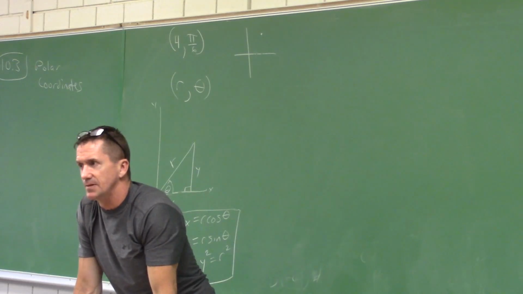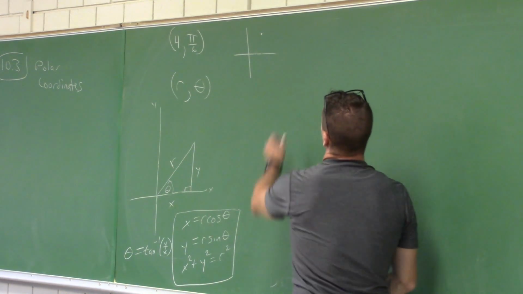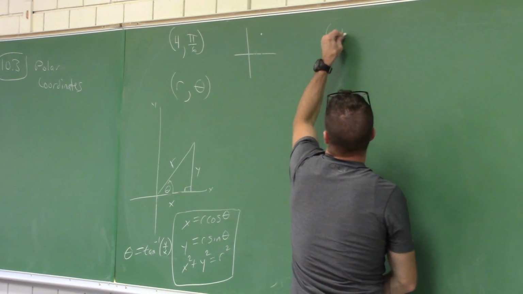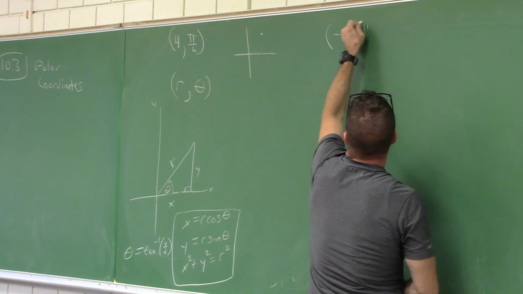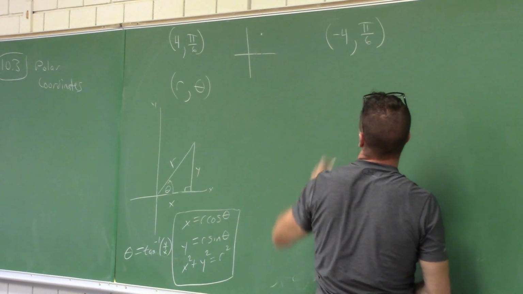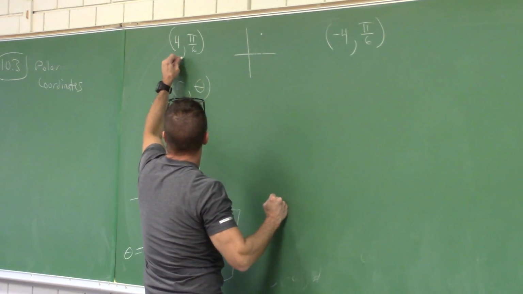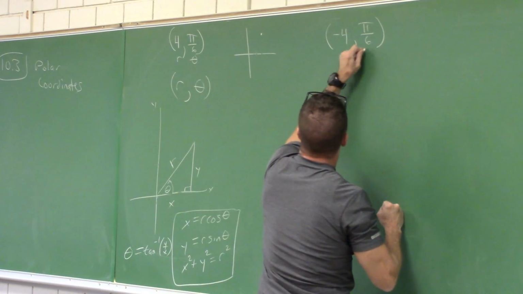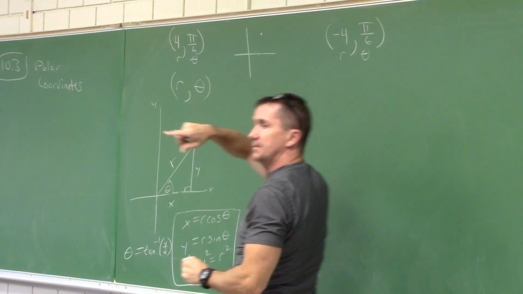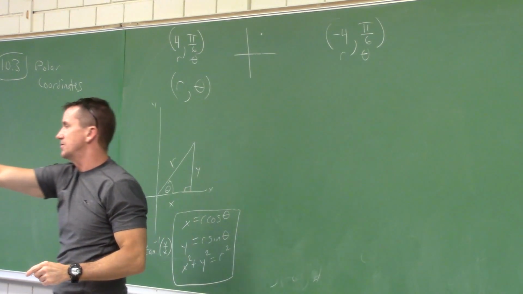Cool. Now I want to play around with this. What about this point? And this is r, this is theta, this is r, this is theta. And I want to talk about this point. r can be negative. It's real simple though. It should be in the third quadrant.